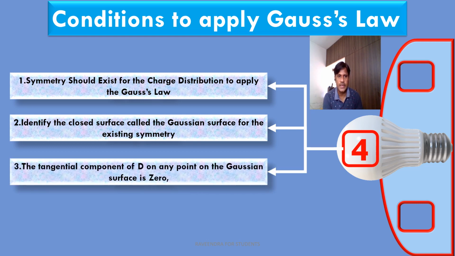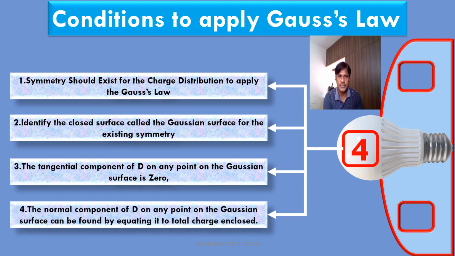The next condition is that the tangential component of D bar at any point on that Gaussian surface is 0. And the last condition is that the normal component of the electric flux density D bar at any point on that closed Gaussian surface can be found by equating it to the total charge enclosed. Already we know Gauss law: closed integral over S of D bar dot dS bar is the same as Q enclosed. Q enclosed is nothing but the total charge enclosed by that closed surface, called the Gaussian surface.